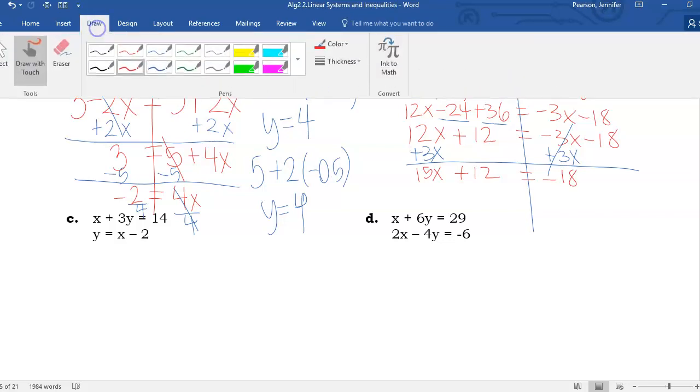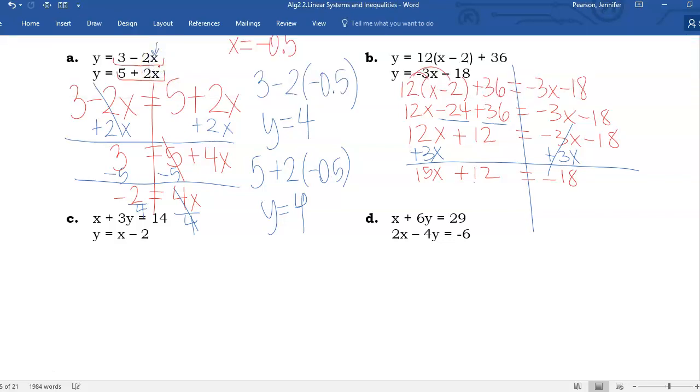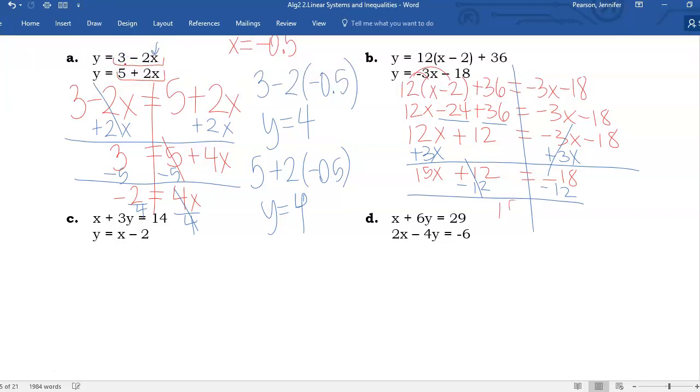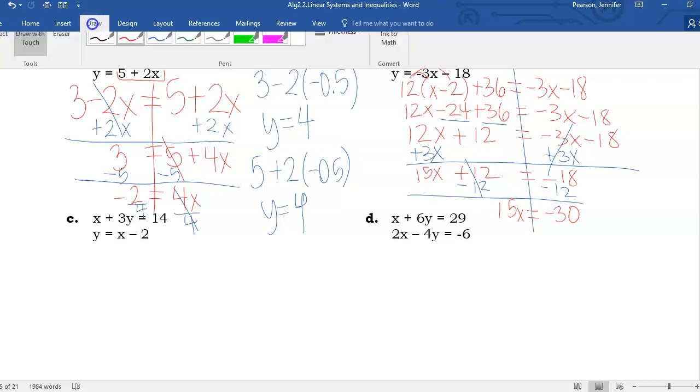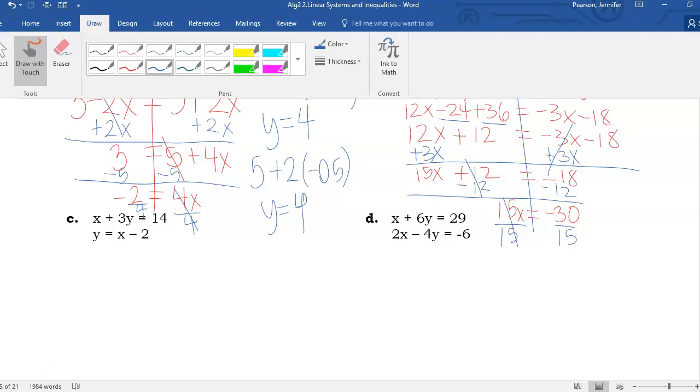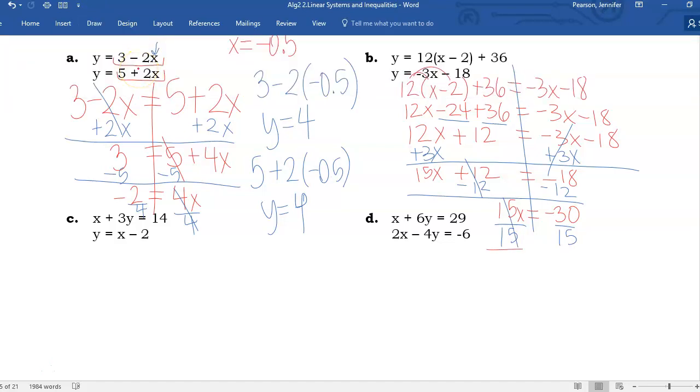So now that I brought my x's to the left, I need to bring my constants to the right. I'm going to subtract 12 from each side. 15x drops down. Negative 18 minus 12, that is a negative 30. And right now we have 15 times x. To undo a times, we need to divide by 15. The 15s will cross off, and that leaves me with x equals negative 2.